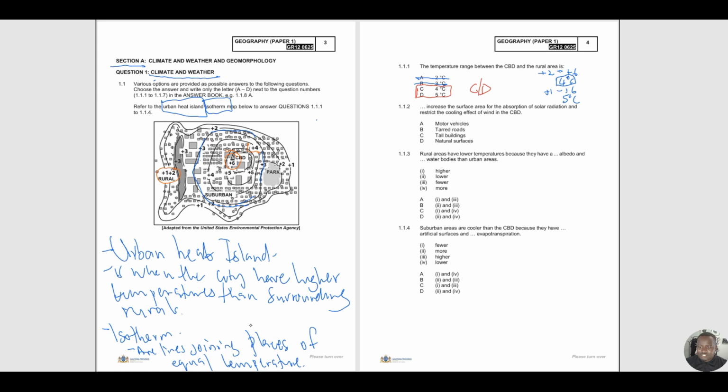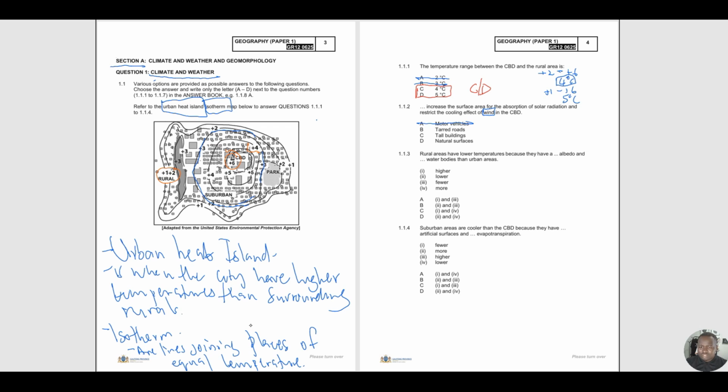Dash increases the surface area for the absorption of solar radiation and restricts the cooling effect of wind. So we need to note this term, wind in the CBD. And we know when we talk about wind, the wind will be blocked by a tall building. So let's go to the answers and look at the options we have.